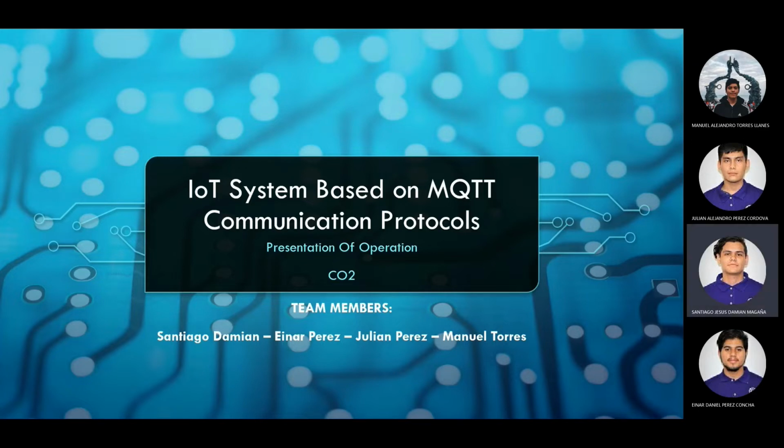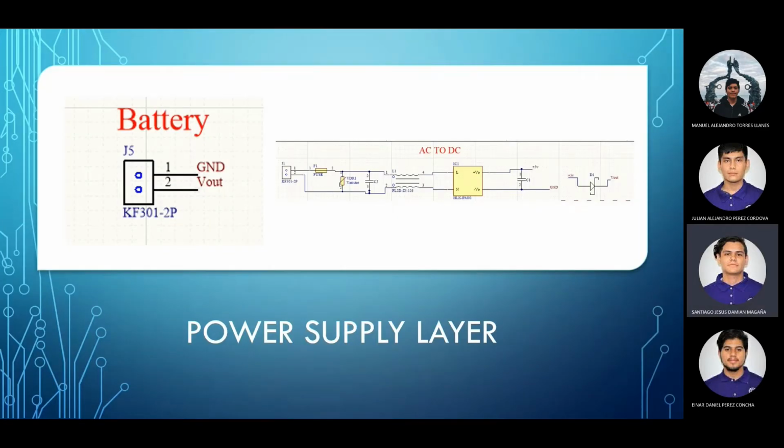Next slide, please. To step into our schematic design, I will give a brief explanation about the power supply block for our system. Here we have the AC to DC section. With it, we have the option to connect our system directly to wall sockets. A fuse is crucial to prevent any damage caused by voltage spikes.